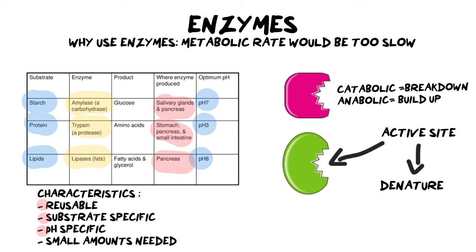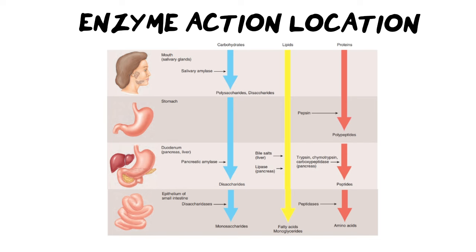And last but not least, as I mentioned just earlier, we only need a really small amount of enzymes because they're so good at their job that they are reusable and they just do their job over and over again. And they require small amounts because they do their metabolic functions so quickly. Now, one really important thing that I must clarify and that we must get right before the end of this video is the enzyme action location. This is the thing that we get wrong time and time again in exams.